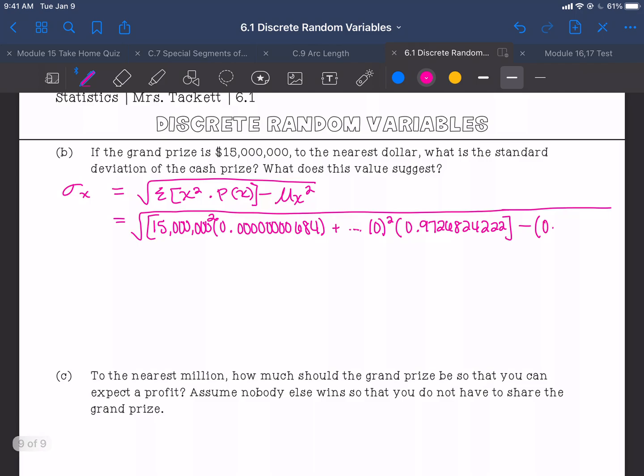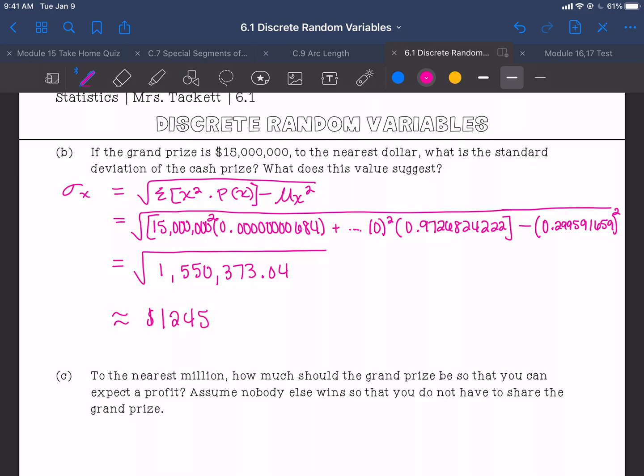So that was 0.299591659 squared. So when you do that, before taking the square root, you're going to get the square root of 1,550,373.04, which is approximately 1,245. So that is your standard deviation, which suggests a large spread of payouts.